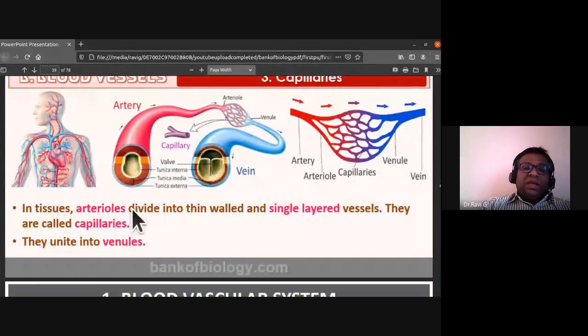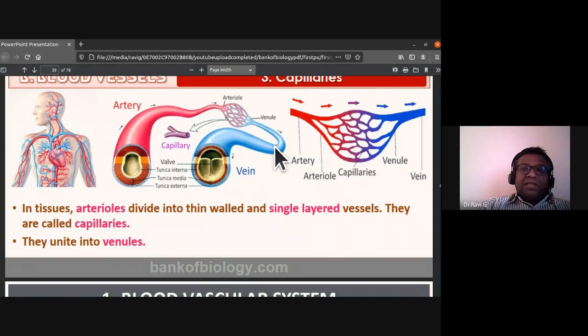In tissues, arterioles divide into thin-walled and single-layered vessels. They are called capillaries. They unite into venules. So they do not have many layers; they are single-layered vessels.